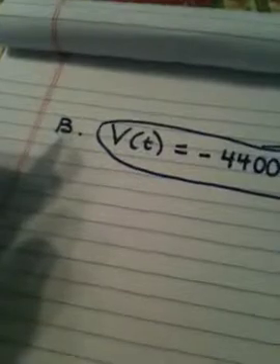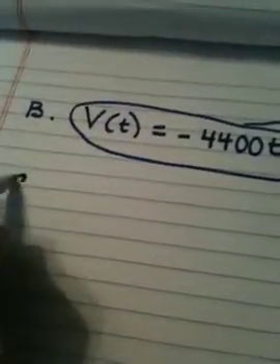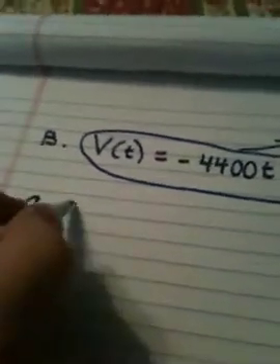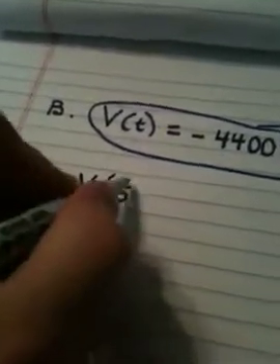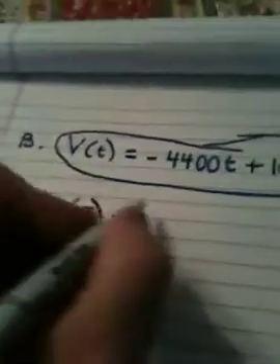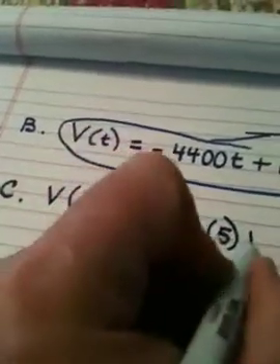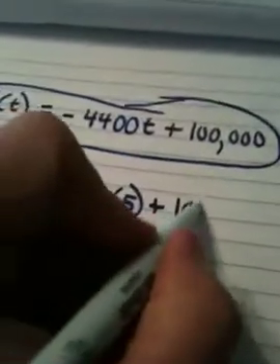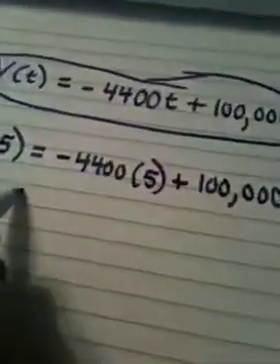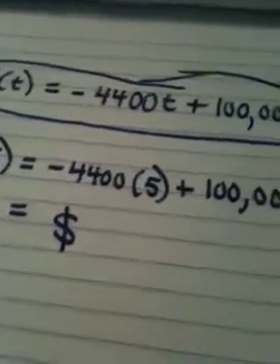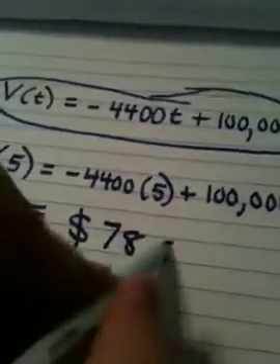Okay, and then part C is just kind of the easy part. What is the value after 5 years? Well, the value after 5 years is V of 5. Negative 4,400 times 5 plus 100,000. And when I calculate that, I will come out with a value of $78,000.